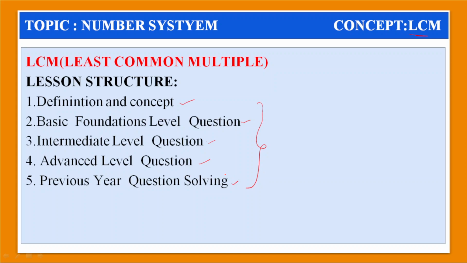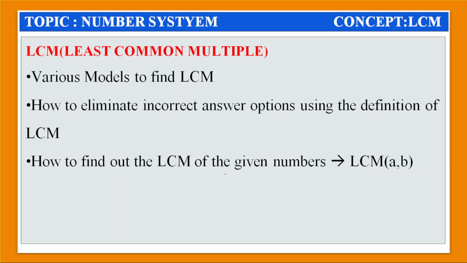So we'll start with the basic structure. LCM means least common multiple. We'll discuss the various methods or various models to find the LCM and how to eliminate the incorrect answers by using the definition of LCM, and how to find the LCM of given numbers. If two numbers are given, how to find the LCM. If three numbers are given, how to find the LCM, and how to find the LCM by using the shortcut method. We'll try to learn this in this video.